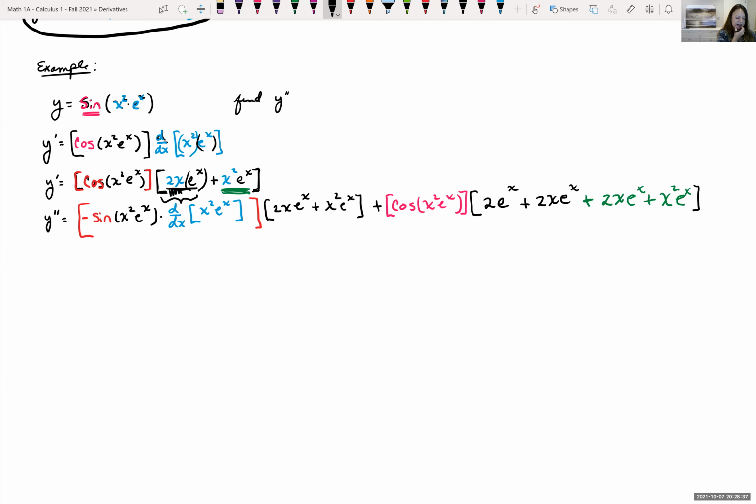Okay, so I need to go back here because I still haven't taken the derivative of my inside function when I took the derivative of cosine x squared e to the x. So let's start to clean it up. So we have negative sine of x squared e to the x. This is all times this derivative, which we're going to have to use the product rule. So derivative of x squared is 2x times the second, e to the x, plus the first, x squared, times the derivative of the second, which is e to the x.